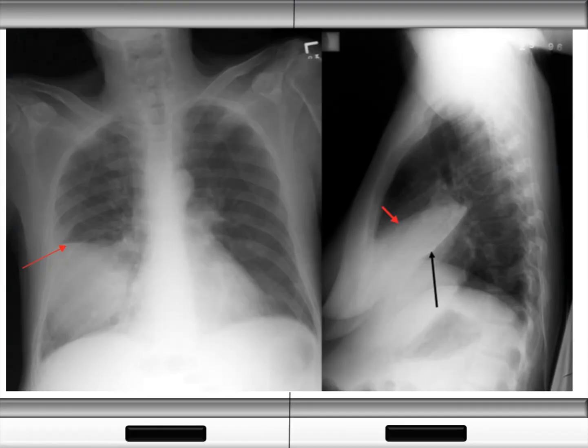So now we have a PA and a lateral, so we're in great shape. First of all, is it atelectasis or pneumonia? Well, again, we don't have any volume loss, and if you have a large area like this, then you will have volume loss with atelectasis.